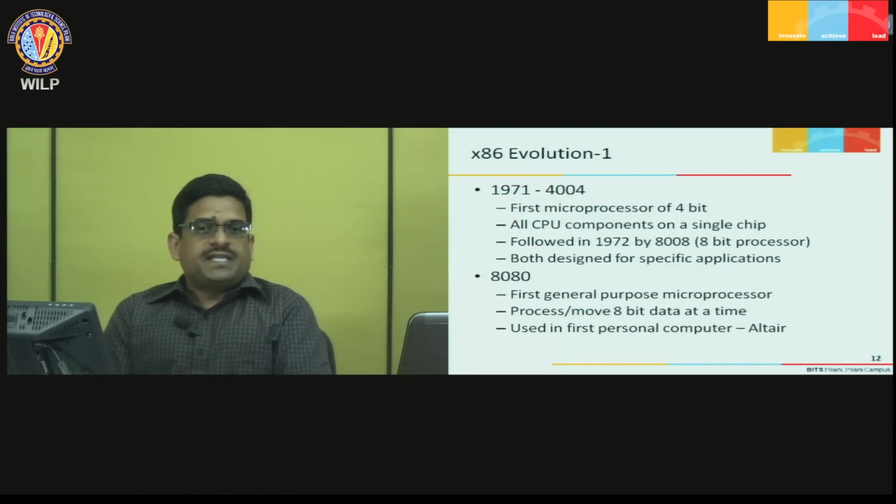After that, in 1972, the next microprocessor was developed by Intel, the 8008. It's an 8-bit processor. So the name 8008 reflects that it's 8-bit, just as 4004 says it's a 4-bit. This is the nomenclature.